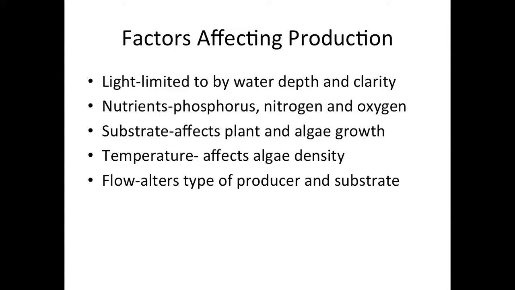Temperature affects algae density. Usually the warmer the water, more algae can grow. Flow alters type of producer and substrate. High flow limits phytoplankton because it can't stay suspended in the water with high flow. And if there's high flow, it usually carries substrate downstream, meaning that there's nothing for the periphyton or macrophytic plants to attach to.